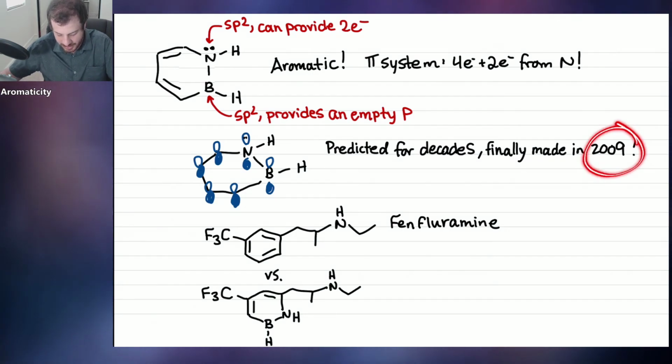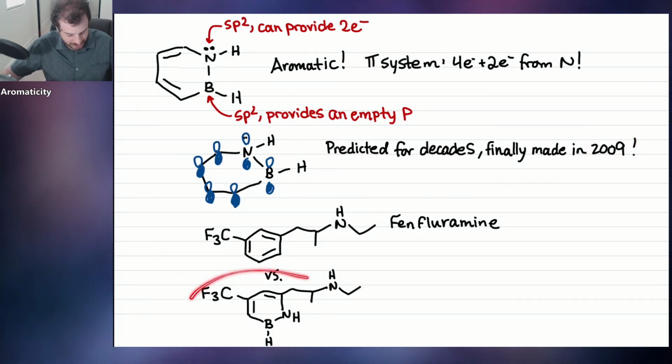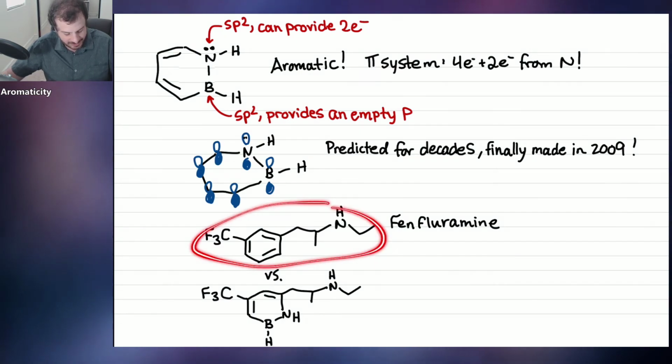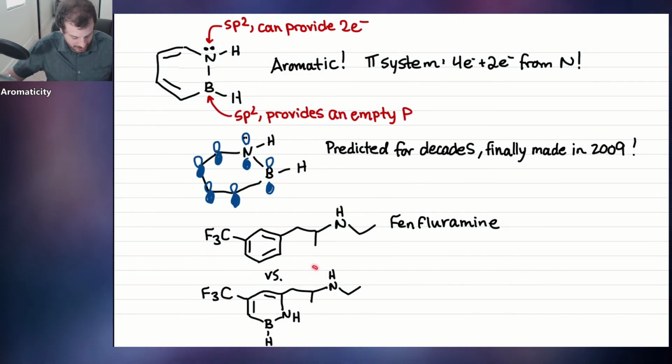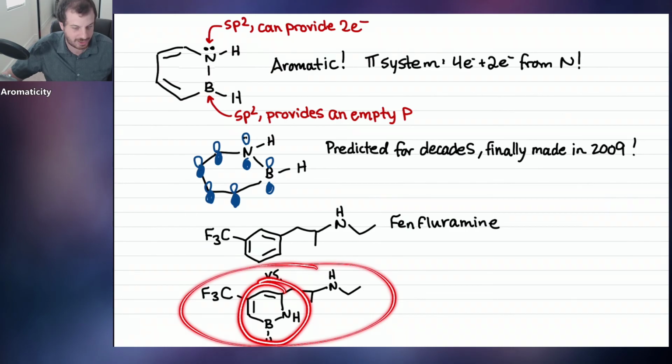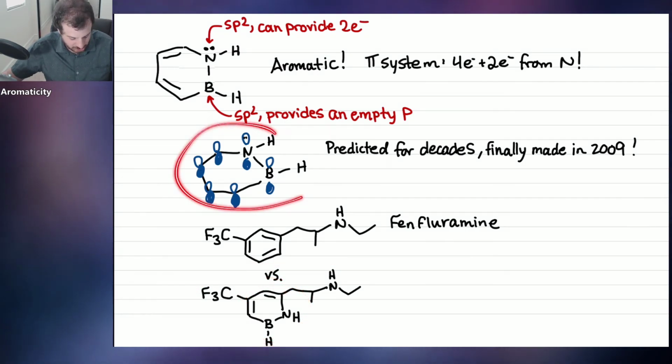And because these compounds were only made in 2009, the technology is not quite there yet to catch this sort of drug. It would likely have the exact same effect as regular fenfluramine, but because of the modification to the aromatic ring, using this structure that we see above, it would be undetectable.